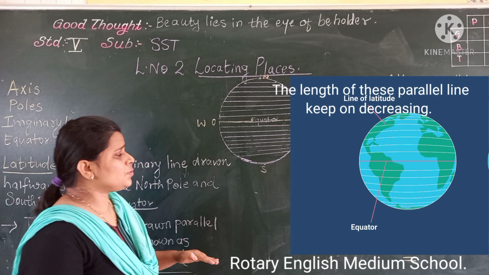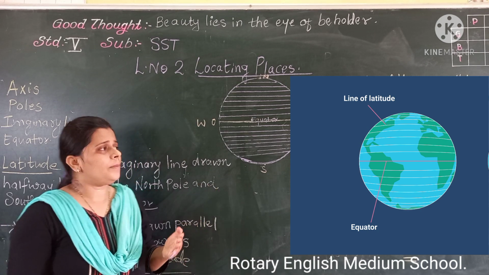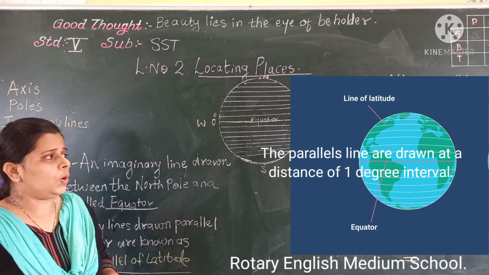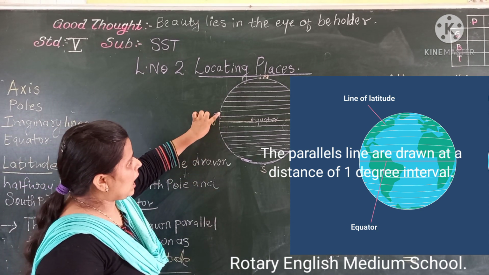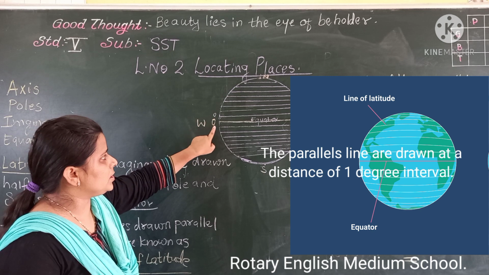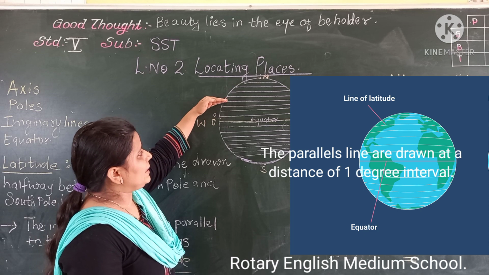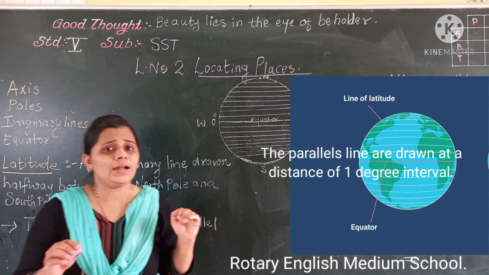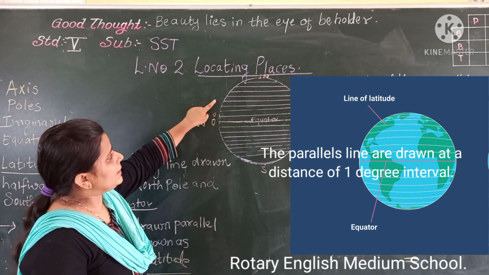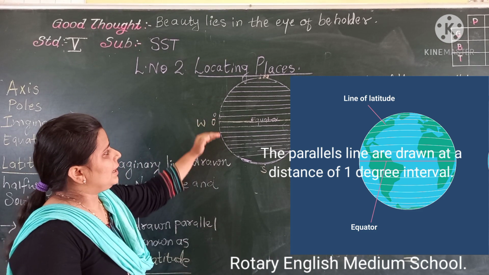Okay students, these lines are numbered. As in the last video, we talked about the equator being marked as 0 degree. So these parallel lines are numbered. Let's number these parallel lines, starting from 0. As I said, these parallel lines are drawn at a distance of 1 degree interval. So let's number this latitude.